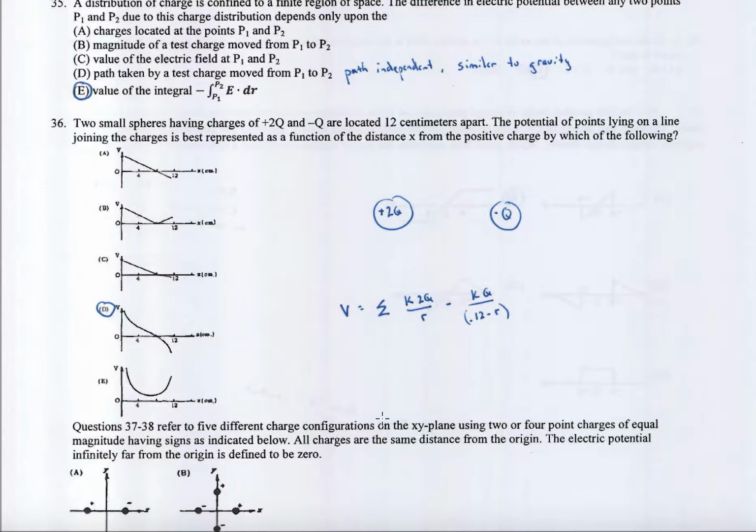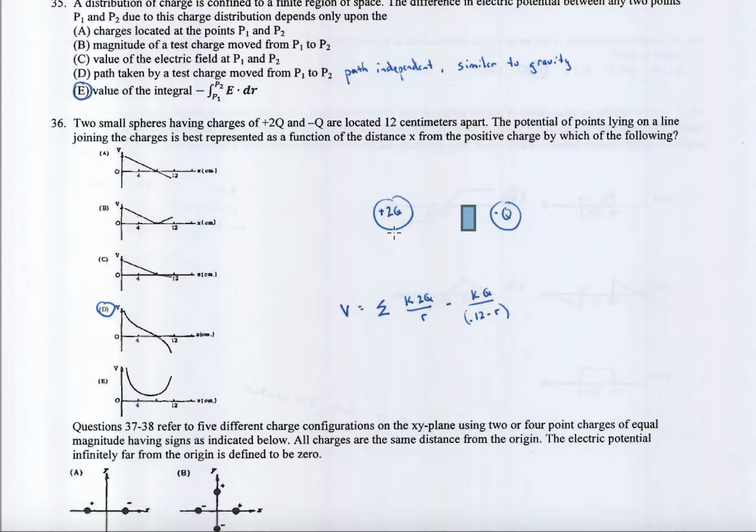Okay, this one, you can look at the function here. The closer you are to this positive 2Q, the higher the voltage. Remember, the voltage here is the sum of the individual voltages. They're scalar, so we're going to have a positive voltage from this charge and a negative voltage from this one. And as you move closer to the negative charge, you're just going to get a decrease of voltage. There is a spot between them, like right there, where the voltage is 0.